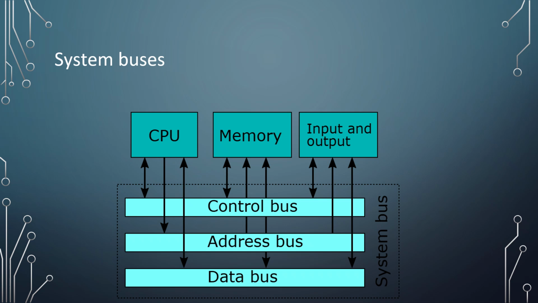The control bus is bidirectional. It carries signals from the CPU to all other computer components, for example the memory, which is shown in the diagram. The data bus is also bidirectional. This means it can carry data from the CPU to the memory and vice versa, as well as to and from the input and output devices, which is shown in the diagram. The address bus is unidirectional. Data is only carried from the CPU to the memory.